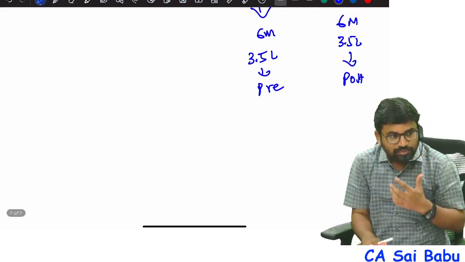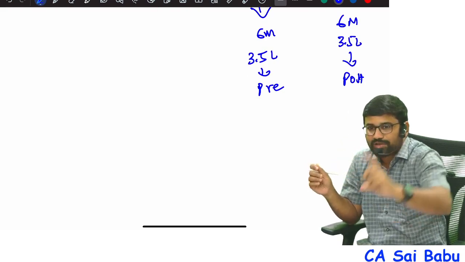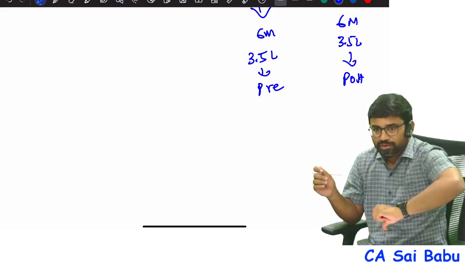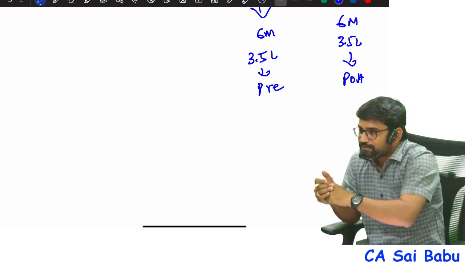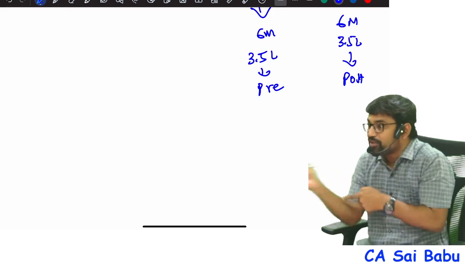So at the time of consolidation, sir, what we need to do is every reserve of subsidiary company will be divided into pre, post. Pre, post. Why we need to do that? Tell me the logic. Because the character of the profit is deciding the fate of accounting treatment.